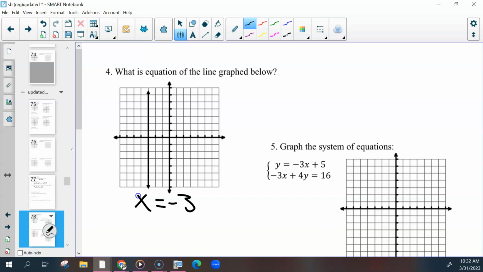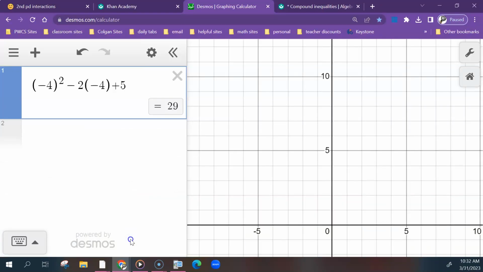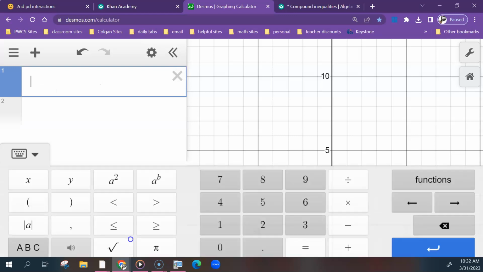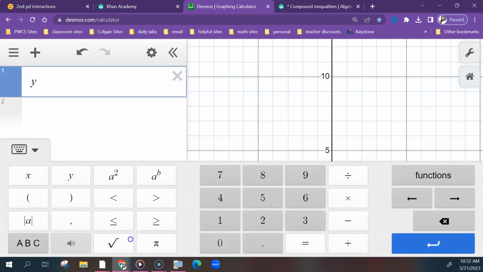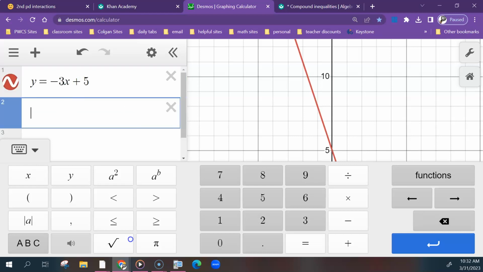And then 5 was meant to be a whole number. Like when you got the solution, I just realized that it was not that. But I'm going to show you what happens in Desmos, and then we'll graph that and try to graph the other one. So y equals -3x plus 5. 3x, not 35. Okay. And then -3x plus 4y equals 6.